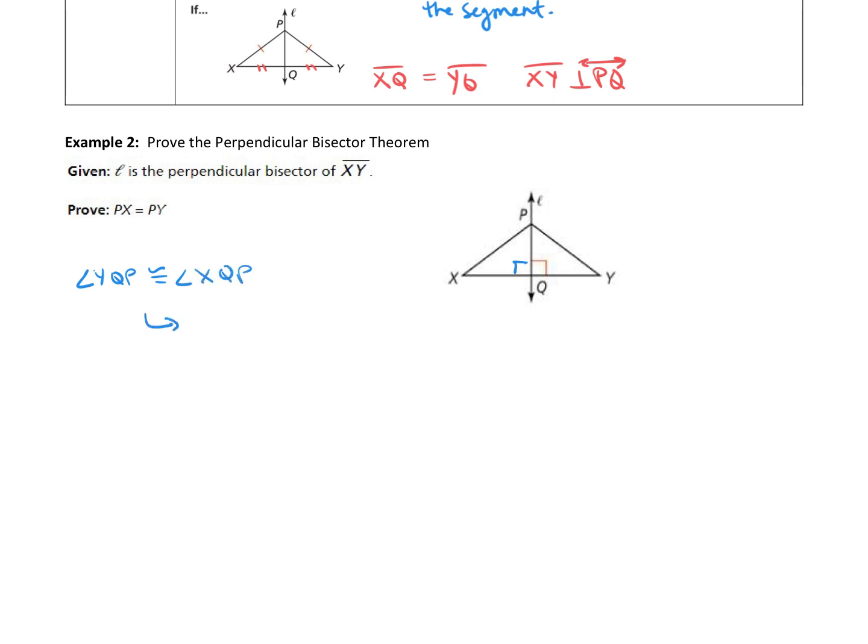And how do we know that that's true? We know that all right angles are congruent. So we know that those angles will be congruent. All right. We also know that PQ is congruent to PQ. That is a shared side between both triangles. We know that that will be congruent because of the reflexive property.